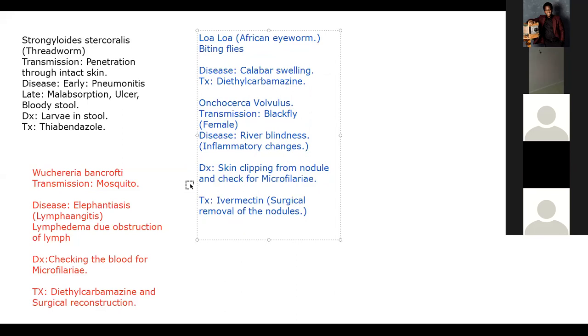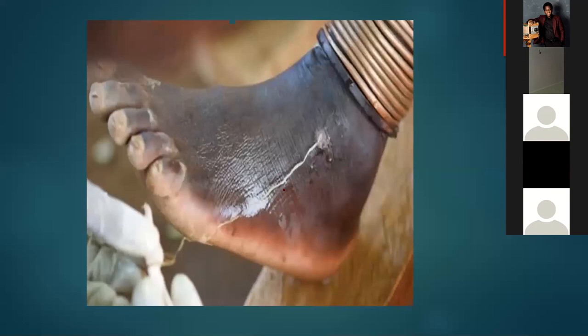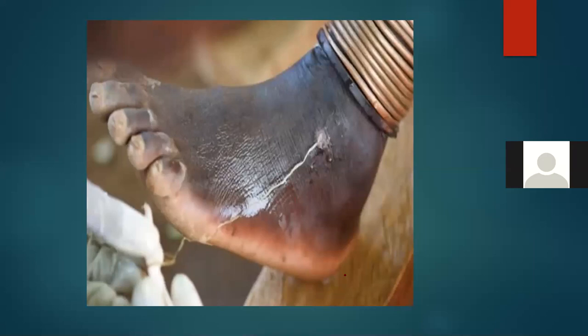The last one that we'll talk about under the roundworms in general is Dracunculus, also known as Dracunculus medinensis. This is gotten from water. I'm sorry, I don't have a picture for Onchocerca volvulus. I will show the picture for it later.